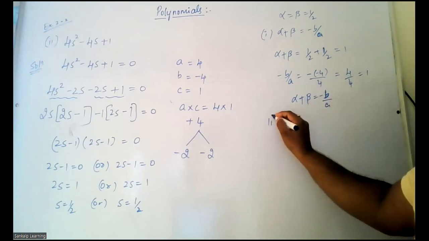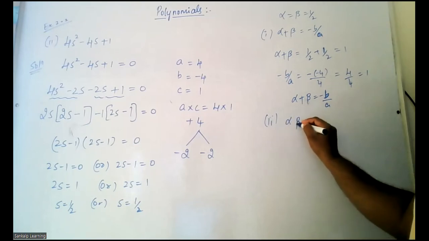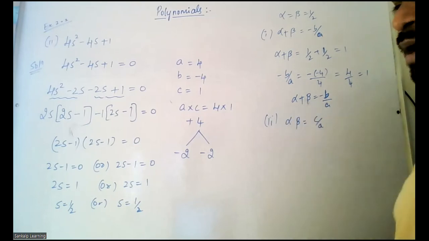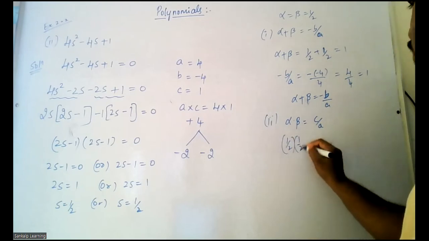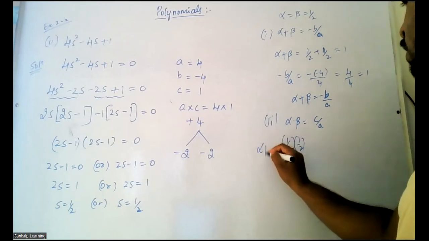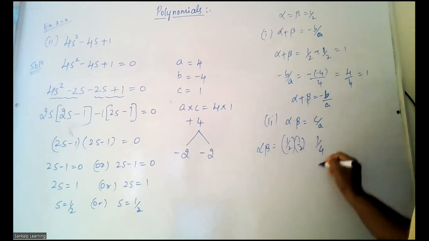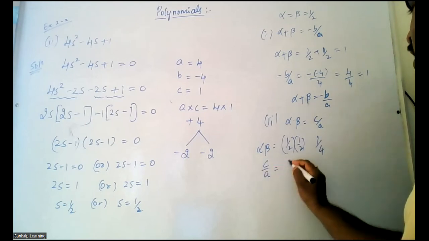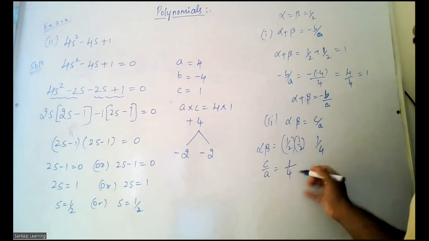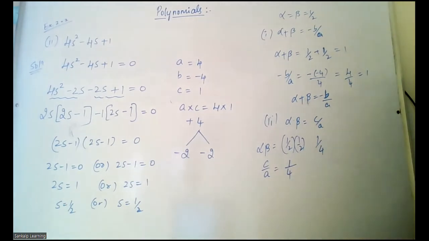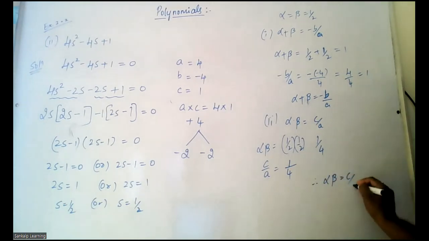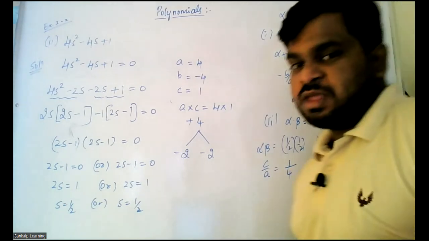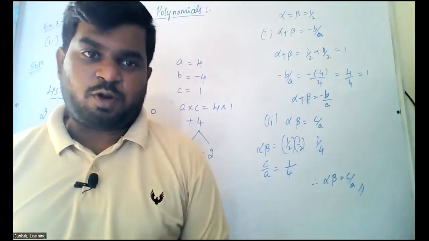Now let's check the second one. Alpha into beta is equal to c by a. Alpha is 1 by 2. Beta is also 1 by 2. So 1 by 2 into 1 by 2 is 1 by 4. What is c by a? C is 1. A is 4. So c by a is also 1 by 4, isn't it? Therefore, alpha into beta is equal to c by a. Okay. Similarly, let's do the third problem.